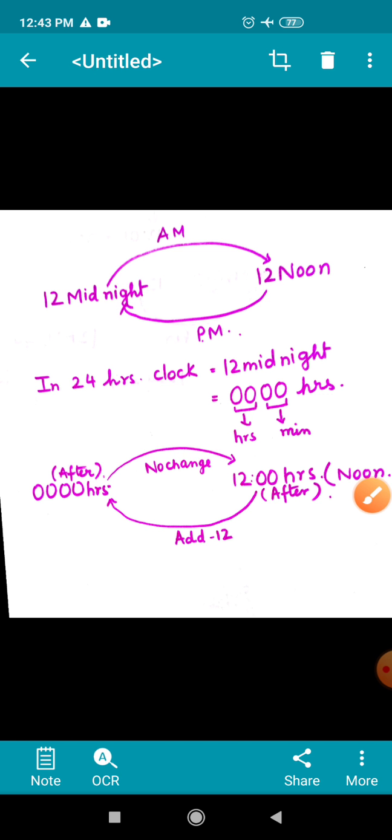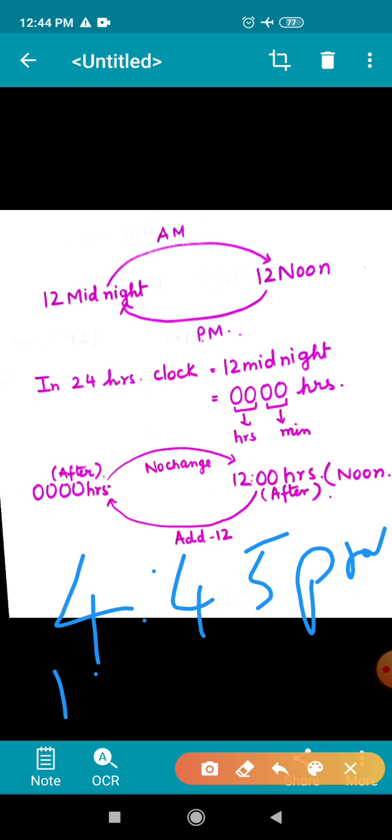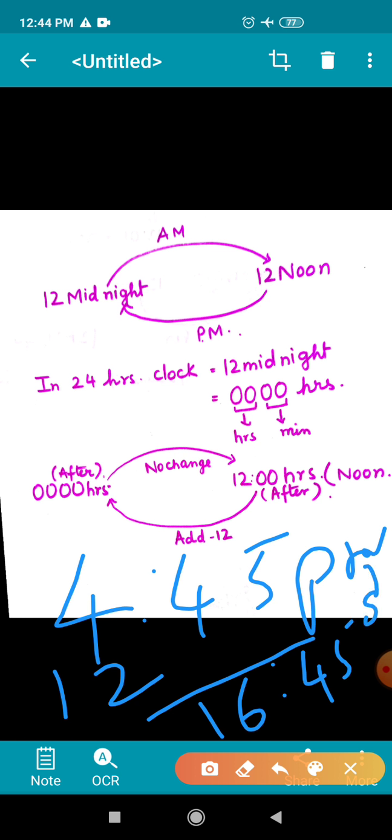And the time after 12 noon till 12 midnight, or you can say till 11:59, we add 12, right? For example, if it is 4:45 PM, you will add 12, so the time becomes 16:45 hours, 16:45 hours. Okay.